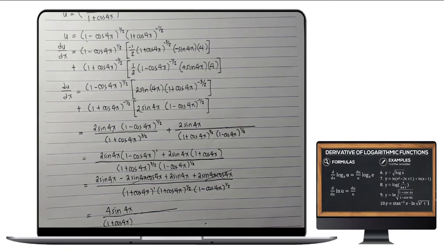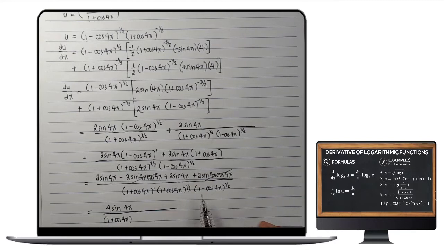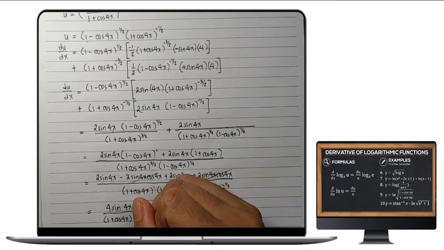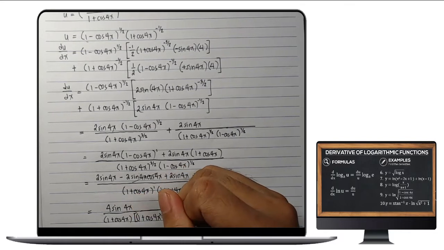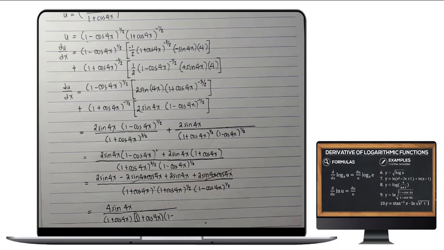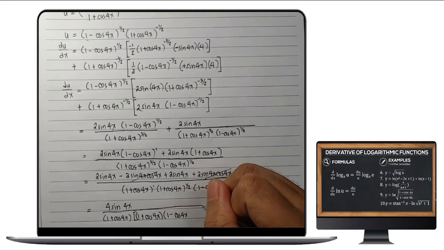May tira sa baba na 1 plus cosine 4x. Okay? So, 1 plus cosine 4x dito sa baba. So, ito, pareha silang naka-raise to 1/2. So, pwede natin pagsamahin as 1 plus cosine 4x multiplied by 1 minus cosine of 4x. Then, yung buong yon ay naka-raise ng 1/2.